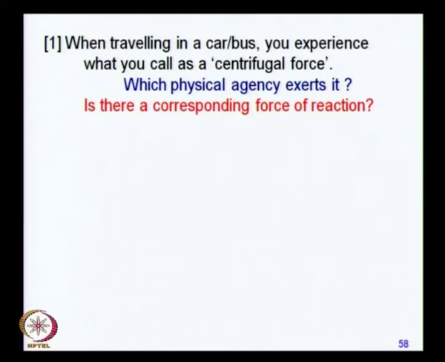I recently had an experience when my car skid. And the question is, which physical agency exerts it? And if there is a force of action, is there a corresponding force of reaction?